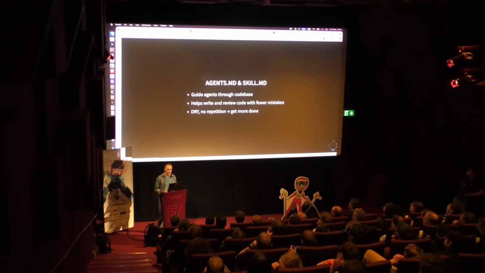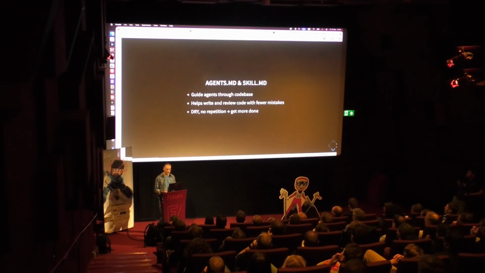And what are AGENTS.md and SKILL.md, and how do they help you? They guide you through the code base. It helps you to write and review code with fewer mistakes, and instead of repeating yourself every time, like we did with vibe coding, you simply write instructions once, and then you reuse them, and you let your agents use them efficiently.